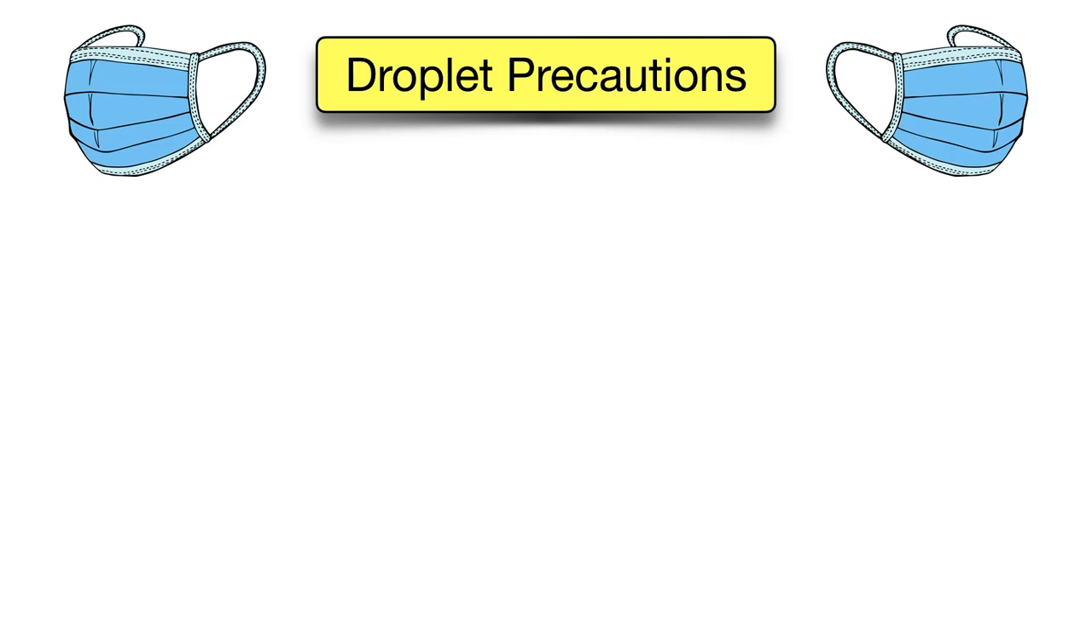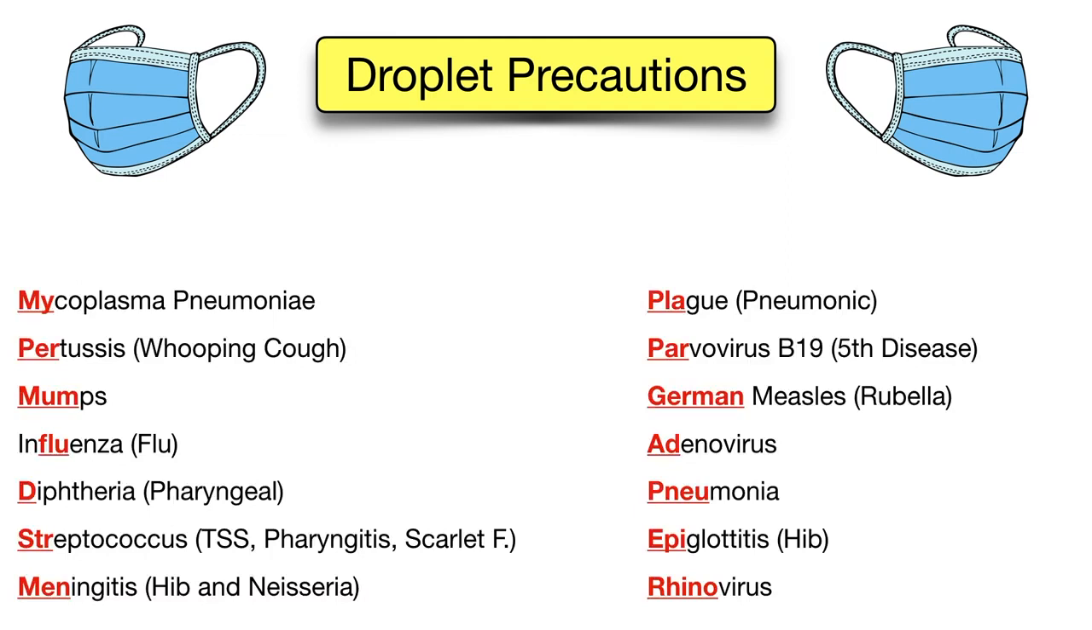The infections that require droplet precautions include Mycoplasma pneumoniae, which can cause a pneumonia commonly known as walking pneumonia. Droplet precautions are also required for pertussis, also known as whooping cough, which is caused by a bacteria called Bordetella pertussis. Droplet precautions are also required for mumps, influenza or the flu, and diphtheria. This time it's the pharyngeal form of diphtheria.